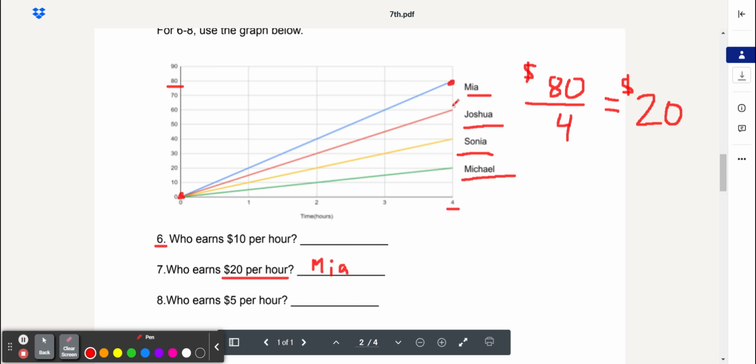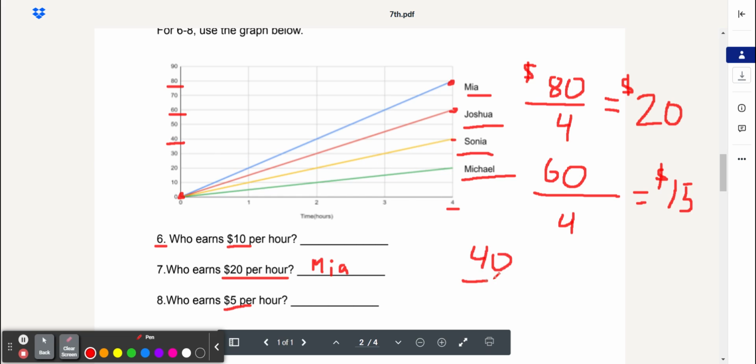Then we can do the same for Joshua. He ended at $60 in 4 hours, which is the same as $15 per hour. No one here is asking for that, so it's only 10 and 5, which means we don't need to worry about Joshua. Sonia made $40 in 4 hours, and 40 divided by 4 is, of course, 10. And that is actually one of the answers we were looking for. That was number 6. So we can write Sonia for 6. And then finally, Michael's the only one left, so we know that Michael was earning $5 an hour.